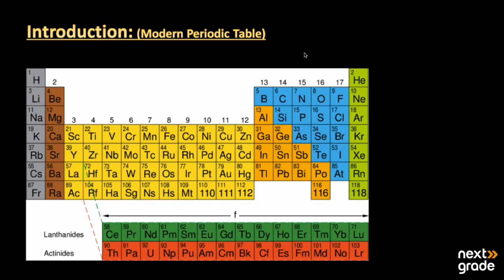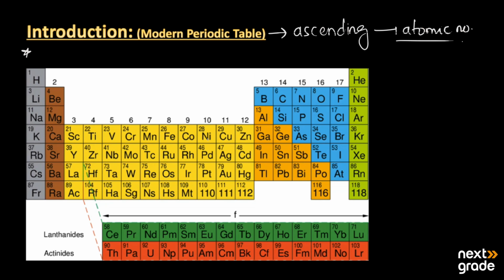So, in our today's lesson, we will discuss the modern periodic table. What are the main properties of the modern periodic table? Basically, in the modern periodic table, the elements have been arranged in ascending order of their atomic number. So, when we arrange the elements in ascending atomic number, we get a type of classification. This is known as the periodic table.